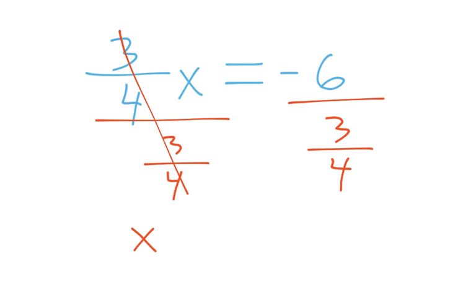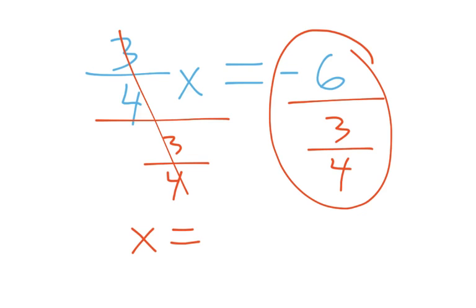So we're left with 1x on the left-hand side. But now we have to do our math on the right-hand side. So we're dividing negative 6 by 3/4. Well, we need to write out some work here. Remember, when you're dividing fractions, you flip your second fraction and make it a multiplication problem.